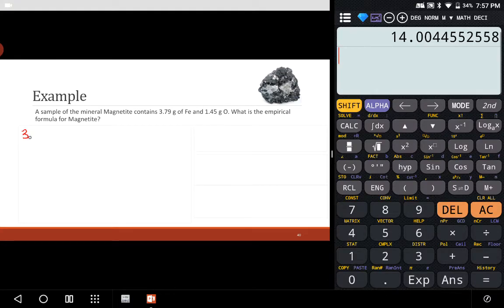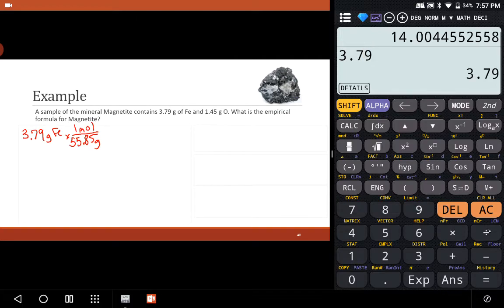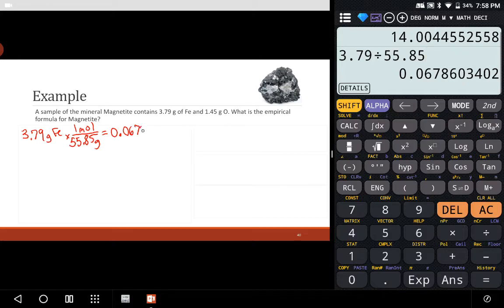And so I can just start by taking my 3.79 grams of iron, and I have to first convert that into moles. Because my subscripts do not relate masses, they relate to moles, or counts of things. So that's the molar mass of iron. So 3.79 divided by 55.85. And so that is equal to 0.0678034.